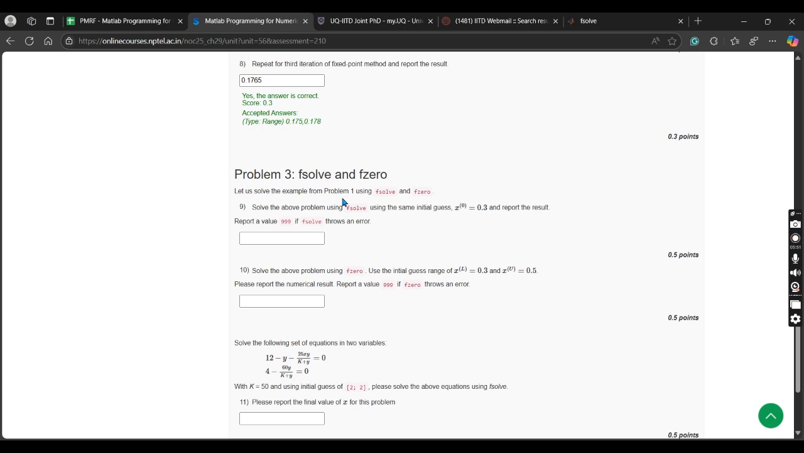Now the last problem. Let us solve the example from problem 1 using fsolve. Solve the problem using fsolve using the same initial guess x0 constant, and report the result.